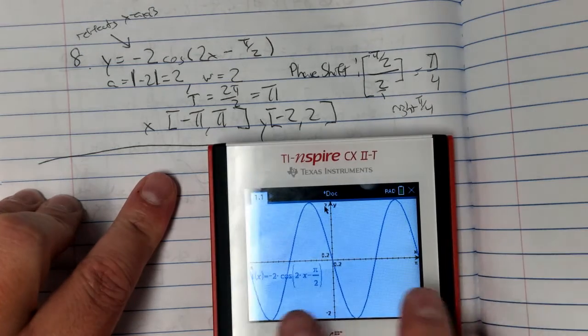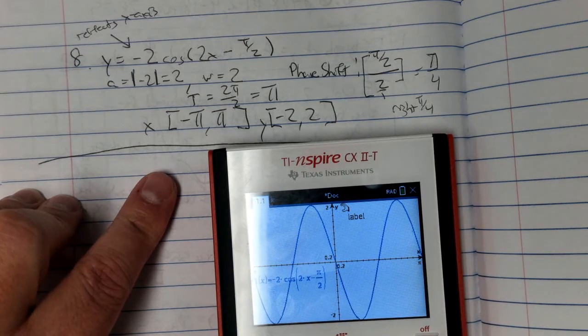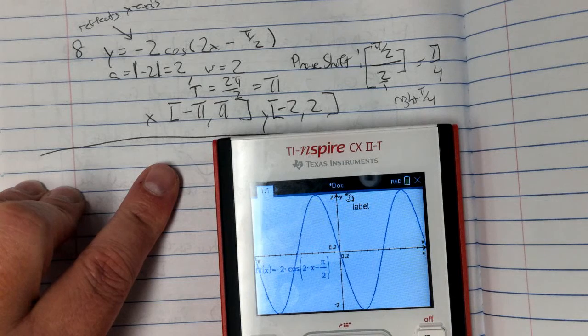Okay, so there's your window for it. Again, that's 2 periods worth. Any questions?